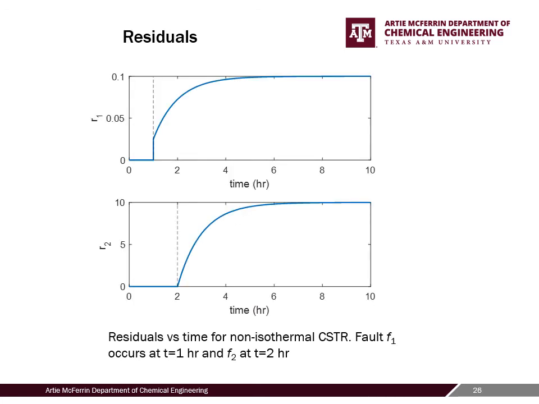So the plot of the residuals versus time is shown in this figure. From 0 to 1 hour, there is no deviation in both the residuals. At 1 hour, there's a deviation in the first residual that is dedicated to fault F1, which occurs then, but there's no deviation in residual 2. And at time t equal to 2 hours, there's a deviation in both the residuals. And so we are essentially able to detect and also isolate the faults present in the system.